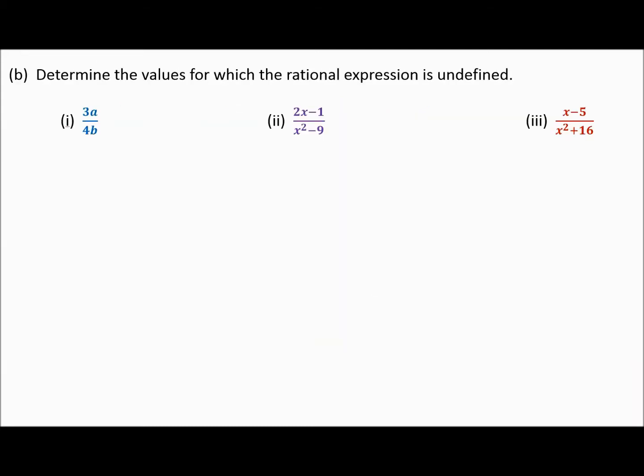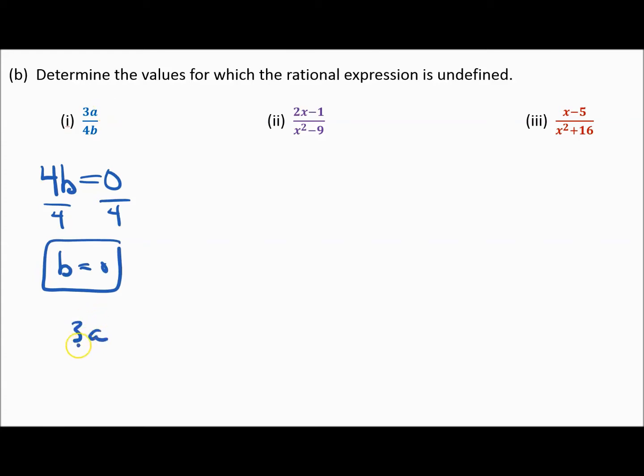So let's continue trying this. Determine the values for which the rational expression is undefined. So once again, when you read that, you know you're supposed to set the denominator equal to 0 and solve for the variable. So for our variable b, I need to get it isolated. I'm going to divide both sides by 4 to get b equal to 0. So imagine if I plug 0 into this expression, that would give me 3 times a over 4 times 0, which would be 3a over 0, which is definitely undefined. I'm never allowed to divide by 0.